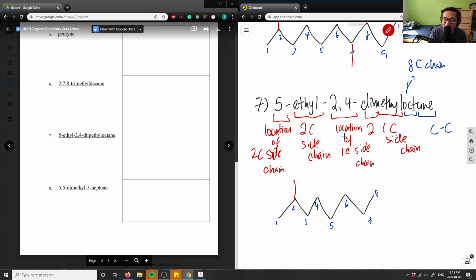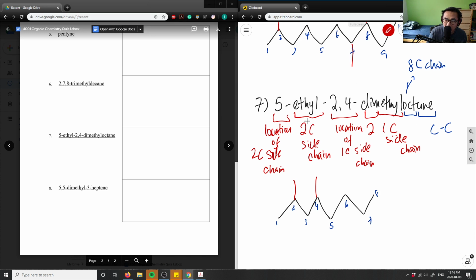And then at 4, I also have a methyl group, right? So this here is carbon 2, and this here is carbon 4. At carbon 4, I have another methyl. So again, it's just a 1 carbon side chain, right? So I have those two things. And then I'm going to deal with my ethyl, right? So these 3 things are dealt with.